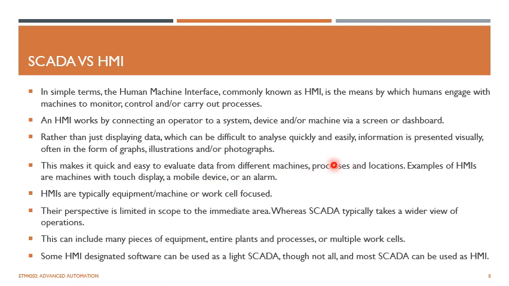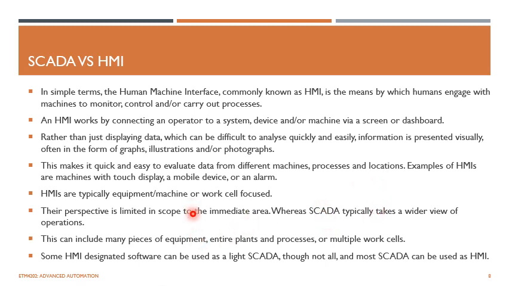Examples of HMIs are machines with touch displays, mobile devices, or an alarm. You might have seen the HMI displays even in our laboratory environment. HMIs are typically equipment or machine focused, so you just connect a single piece of equipment, PLC, or machine to an HMI display. Their perspective is limited in scope to the immediate area, whereas SCADA typically takes a wide view of the operation. So you have a number of different machines or PLCs, and you can visualize all your data on one single platform.